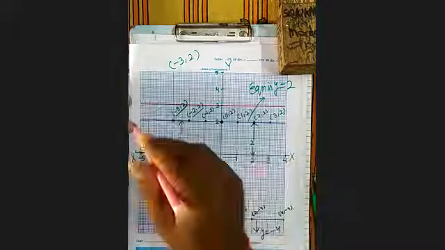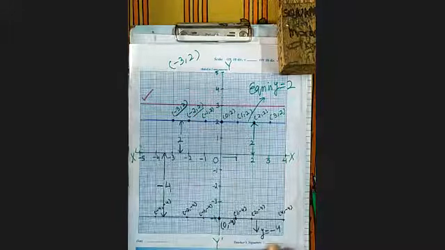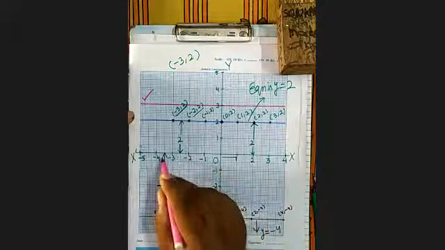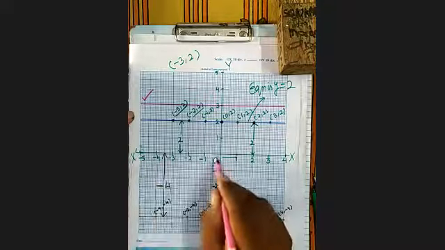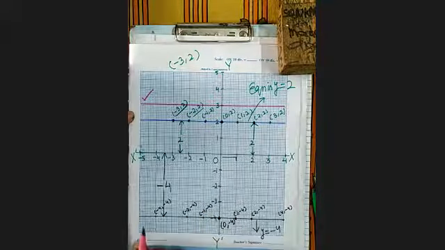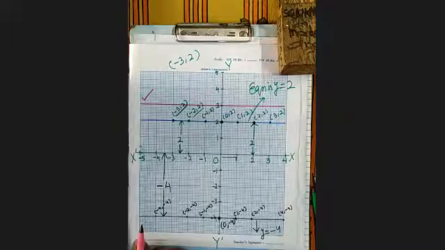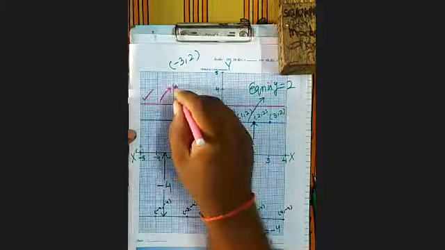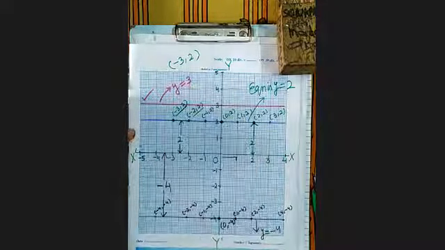What is the equation of this line? How far is it from the x-axis? At what distance is it? It is 3, plus 3 or minus 3? Plus 3. So what will be the equation? y equals 3. The equation will be y equals 3.